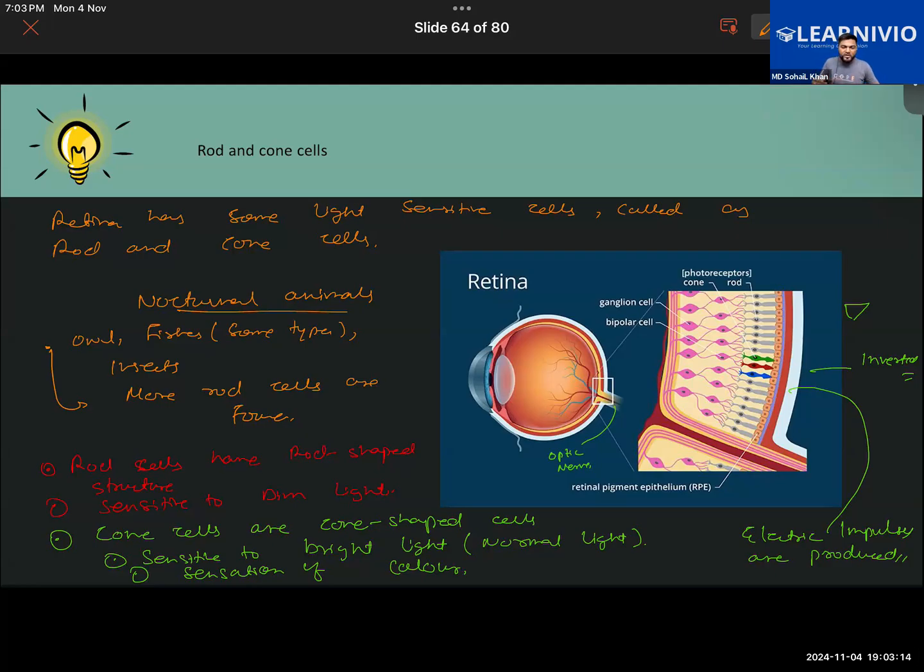And the ability of our eye to continue to see the image of an object for a very short duration of time, even if the object has disappeared from our view, that is simply what we have learned as persistence of vision. And it is due to the phenomenon of persistence of vision that we are able to see movie pictures in a cinema hall. It is because of this property that we're able to see the movies in the cinema hall.